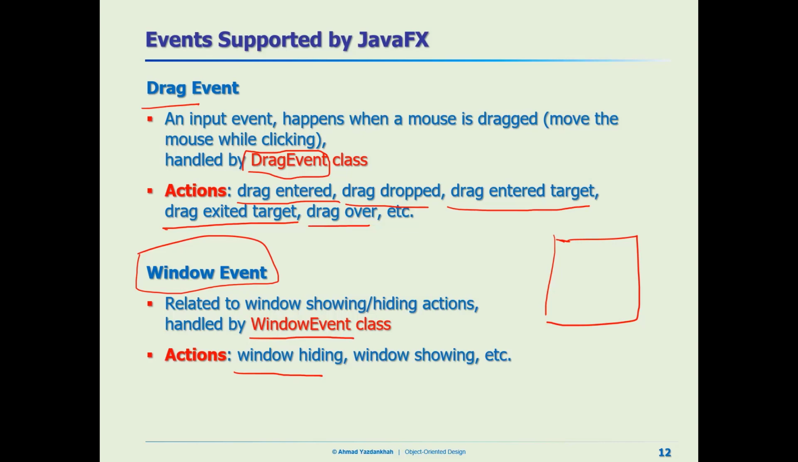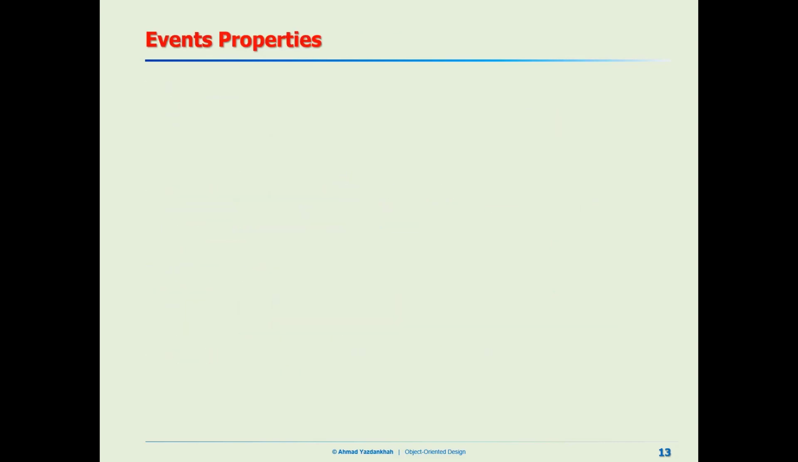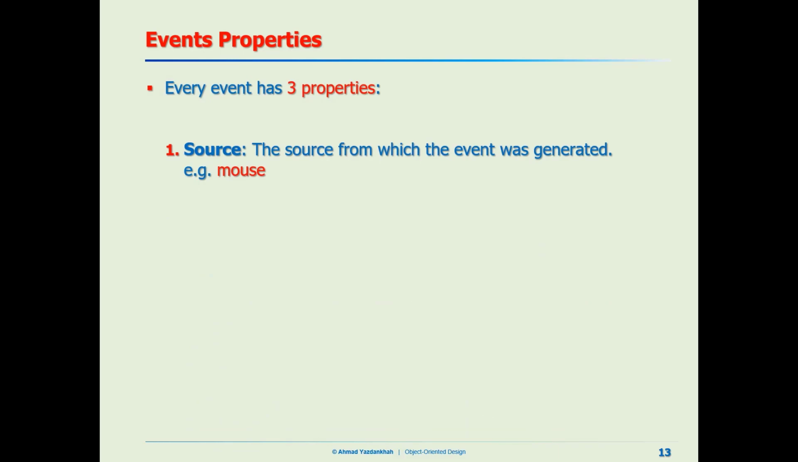Okay, so what are the events' properties? Each event has three properties. First is the source. The source is the device, or what is the source of the event that was generated. For example, the mouse can be one kind of source that can produce events.